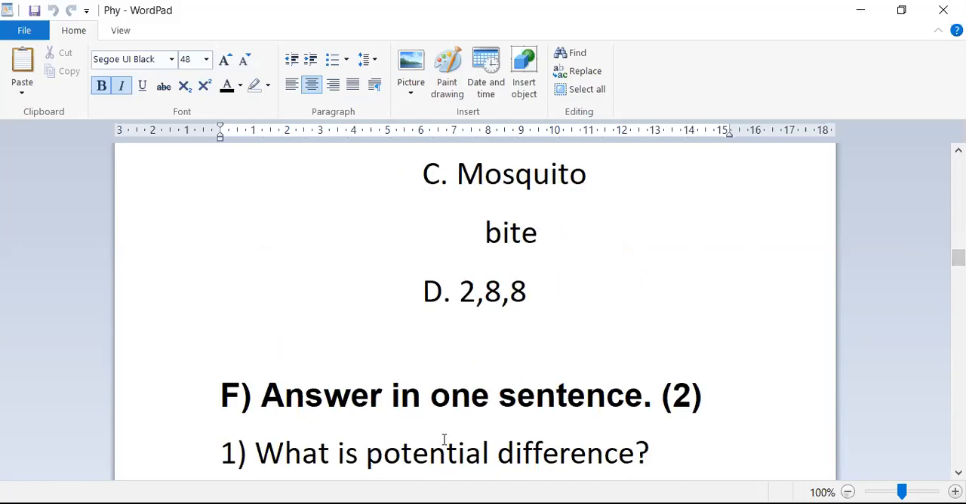Question number 1F is answer in 1 sentence. Now, from here onwards, you don't have to write the sub question. You just have to write the sub question number. You don't have to write the sub questions here. You have to write 1F, answer in 1 sentence. Write the answer directly for what is the potential difference.